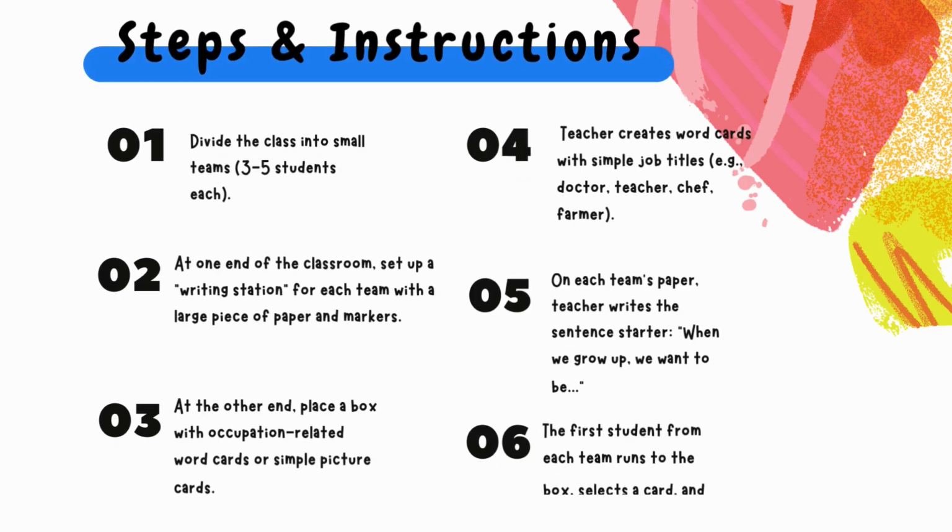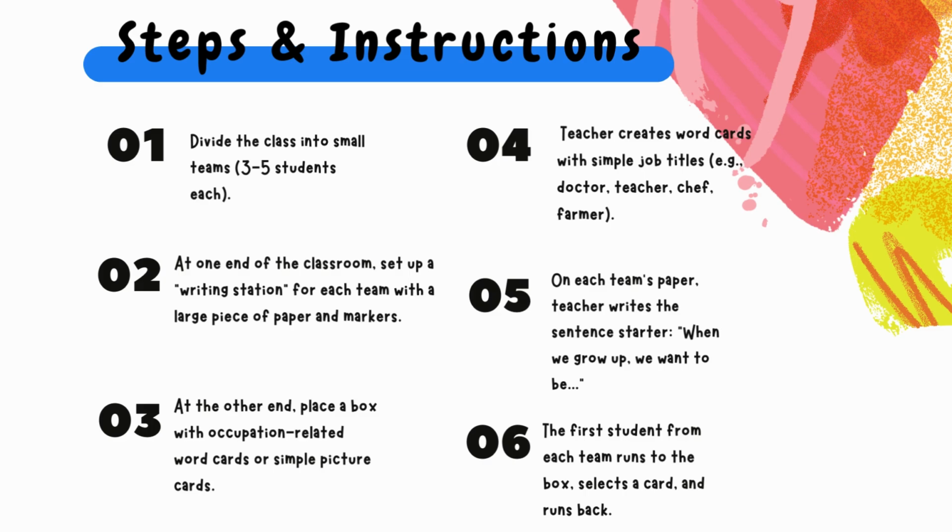Here are the 15 steps and instructions for the team relay activity. Number 1, the teacher will divide the class into small teams, 3 to 5 students each. Number 2, at one end of the classroom, the teacher sets up a writing station for each team with a large piece of paper and markers. Number 3, at the other end, the teacher places a box or basket with occupation-related word cards or simple picture cards.